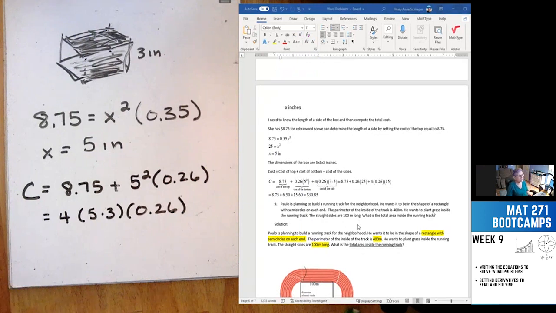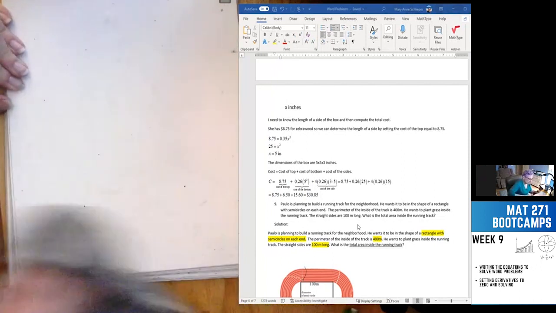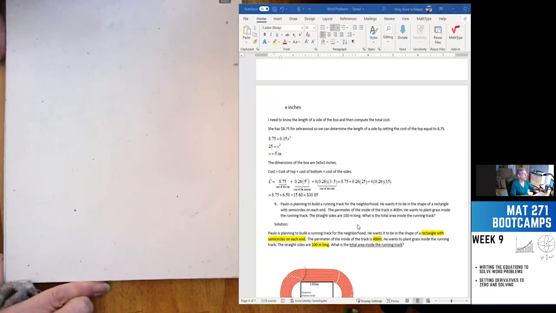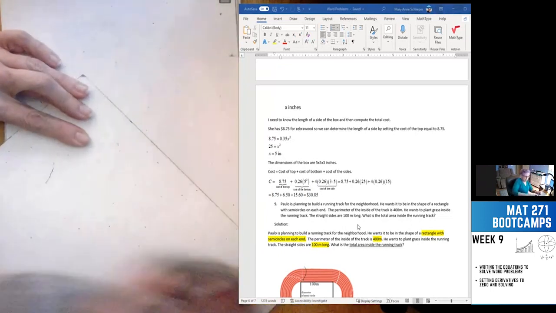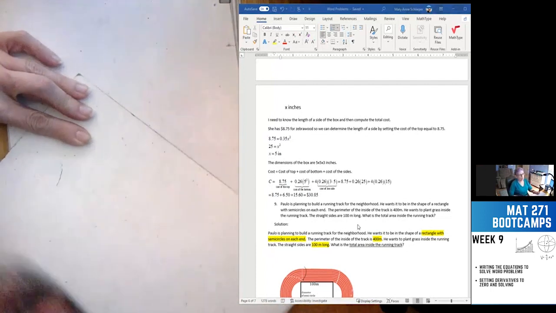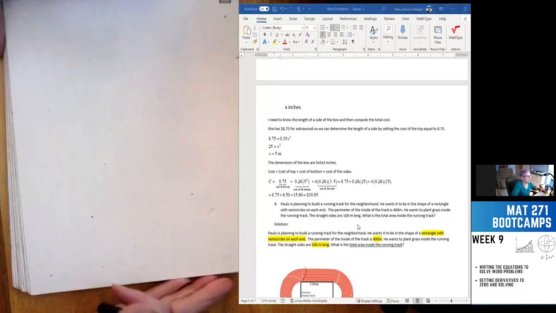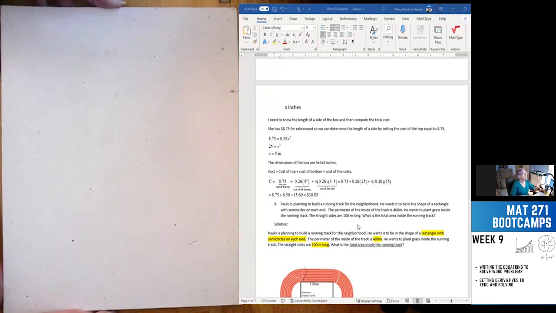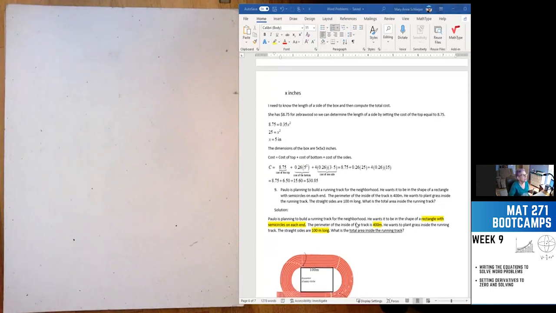Because you're probably going to have a Norman window question. Every optimization book I've ever read has a question about a Norman window. I know there's one on your lab. That's a window that has a rectangle with a semicircle on top. So instead of just doing a Norman window, I made a running track.